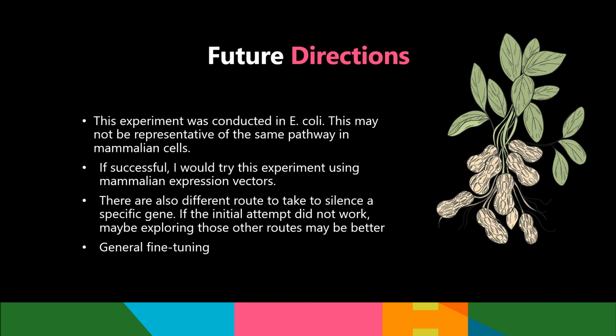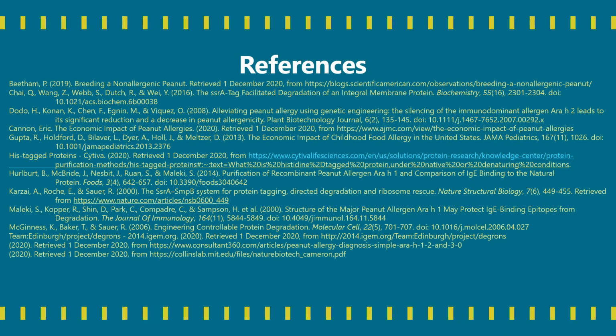I could also look at other routes, like the earlier research papers that focused on cell surface components or modifying the host. There's a lot of components to the peanut plant, and ERA H1 is not the sole protein that causes an allergic reaction, so there's definitely other factors that I could take into consideration in future experiments. And here are my references.